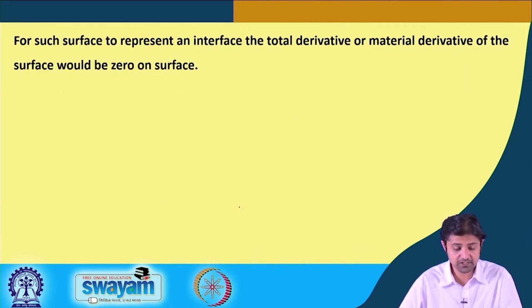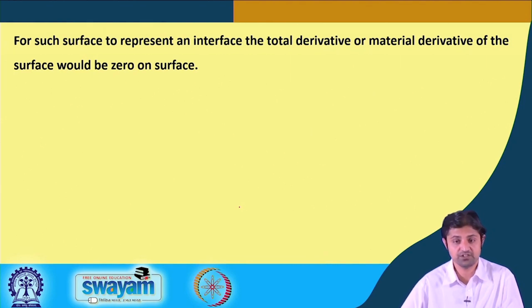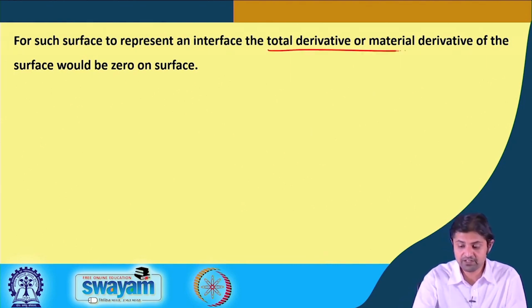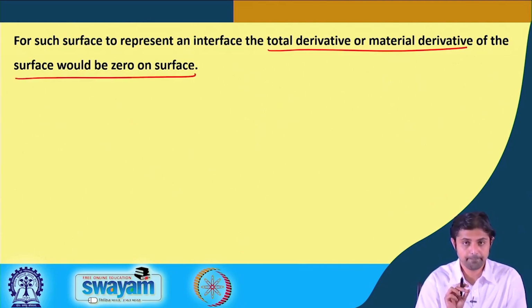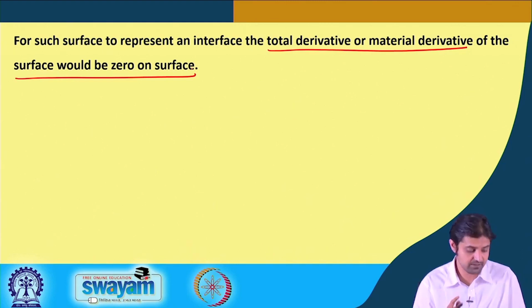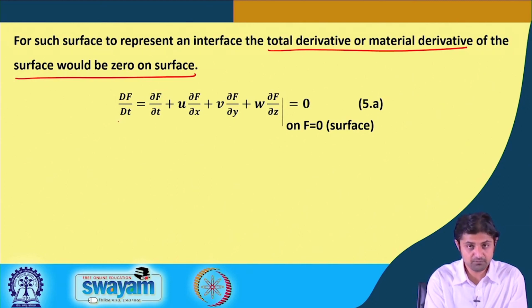So, for such a surface to represent an interface, the total derivative or material derivative of the surface would be 0 on that surface. This is our definition, that there should be no flow across the interface, because there is no flow across that. So, the material derivative Df/Dt can be written as ∂f/∂t plus u ∂f/∂x plus v ∂f/∂y plus w ∂f/∂z.